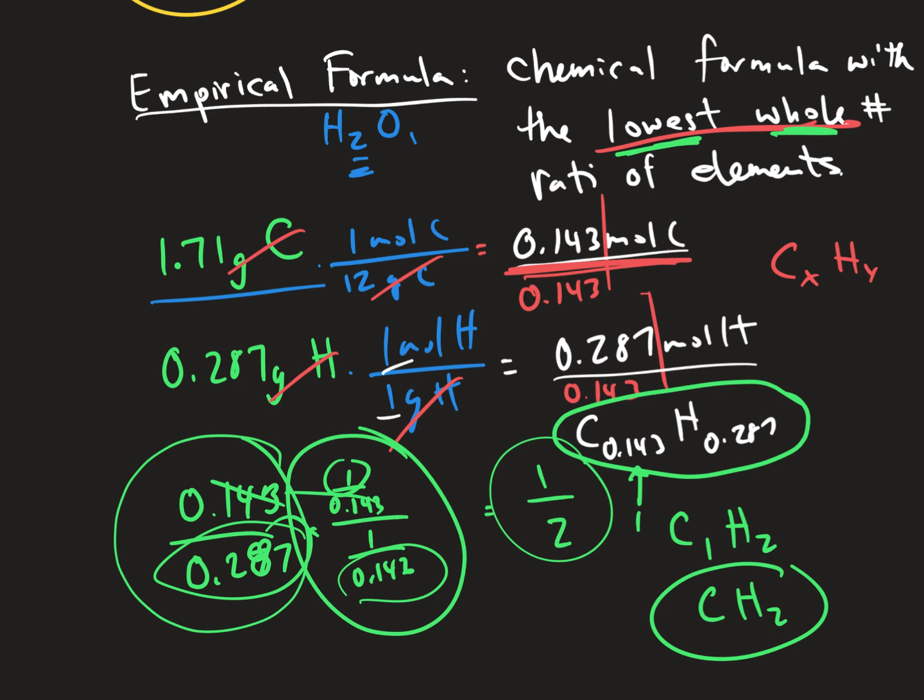And how do we do it? We divide by itself. But so the ratio stays the same, we have to divide both of them by that same number, 0.143. Did that make more sense? Yeah. Anybody else?